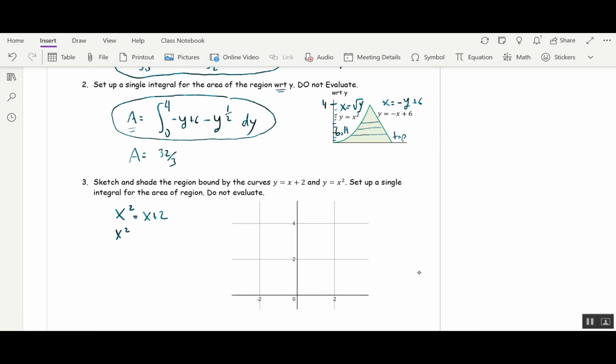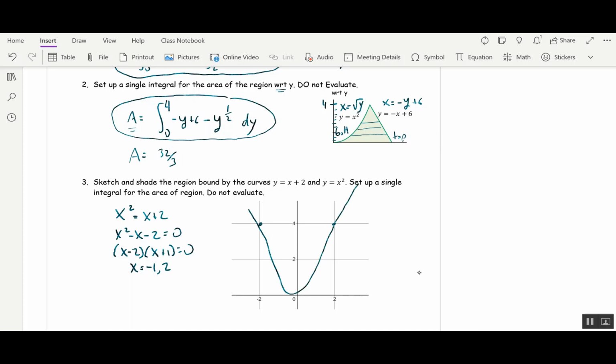Move everything to one side and factor. x minus 2, x plus 1 is 0, so x is negative 1 or 2. So they meet at x equals negative 1 and 2. The parabola I can easily graph. y equals x squared: when x is negative 2 and 2, y is 4. So that looks something like this.